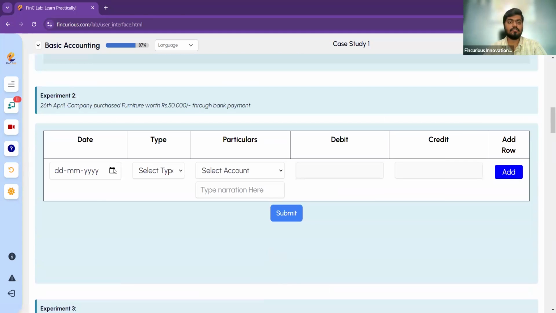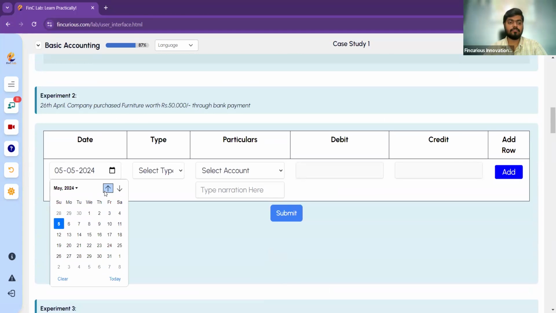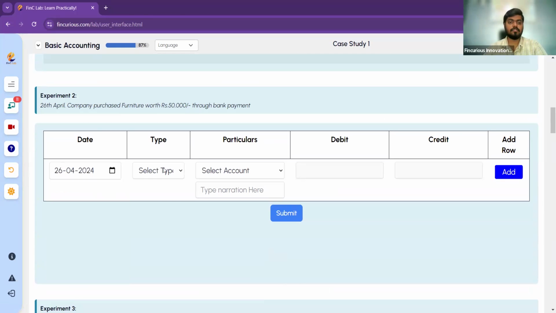Select the date. The date is 26th of April. Select debit. So what are we going to debit here? What would be the journal entry in this particular transaction from the company's point of view? What are the two accounts?